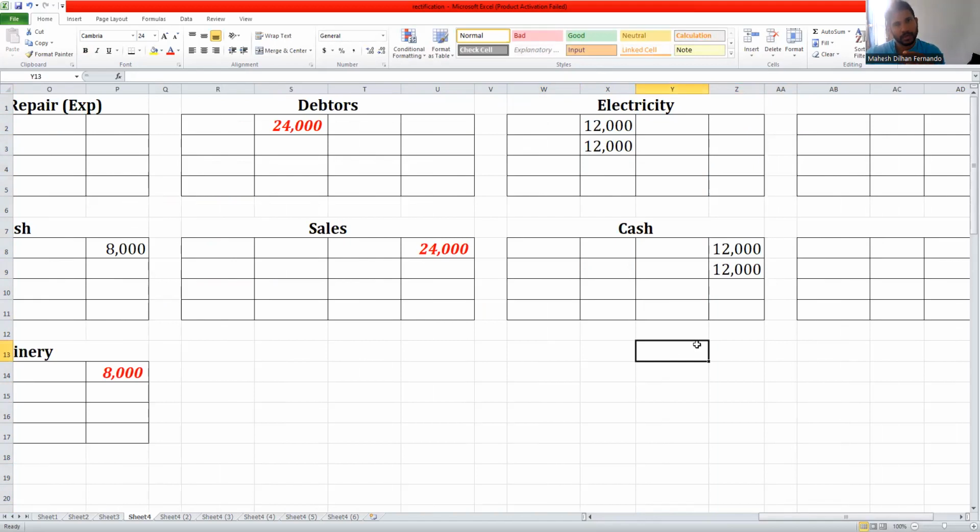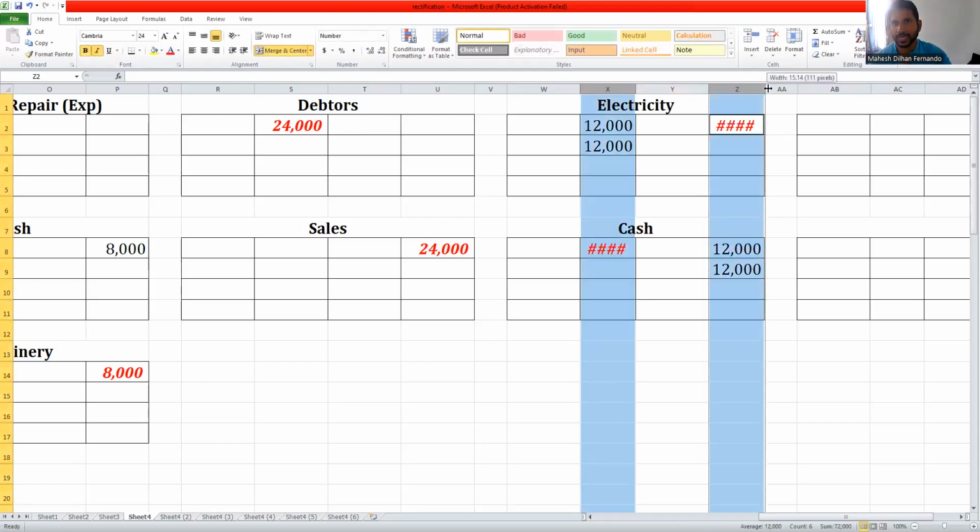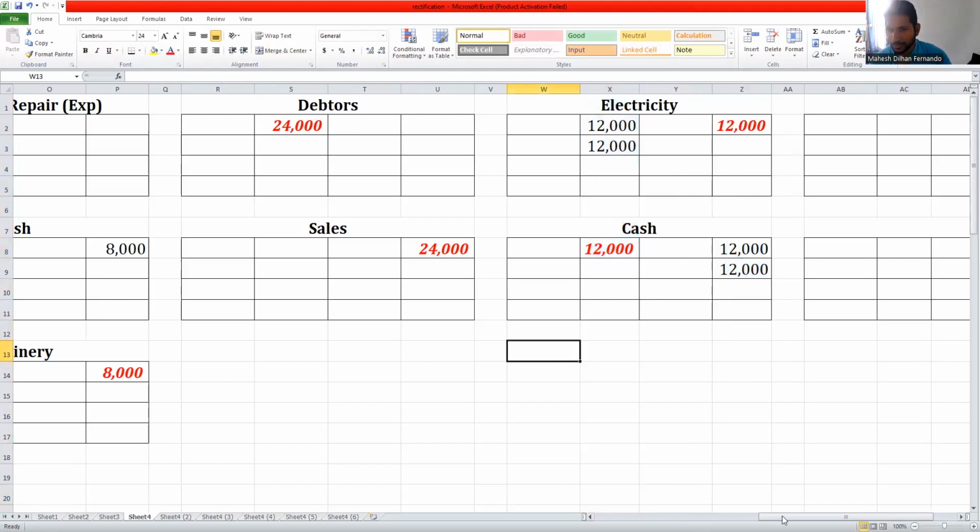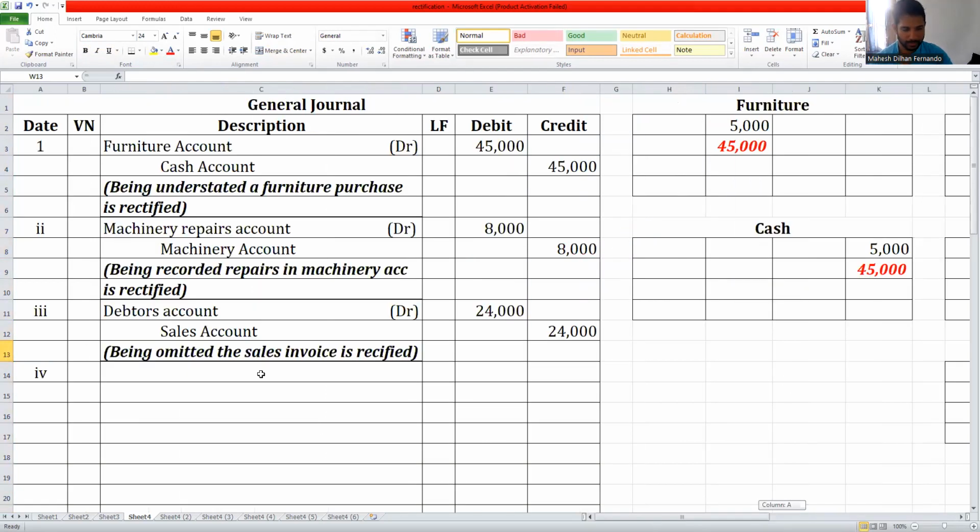Then think, you can't record a transaction twice now. What should we do? I have to cancel one entry of the transaction. Electricity credit 12,000, cash credit 12,000. Now see, the error is rectified. Let's record the entry. Cash account debit 12,000. Electricity account credit 12,000.